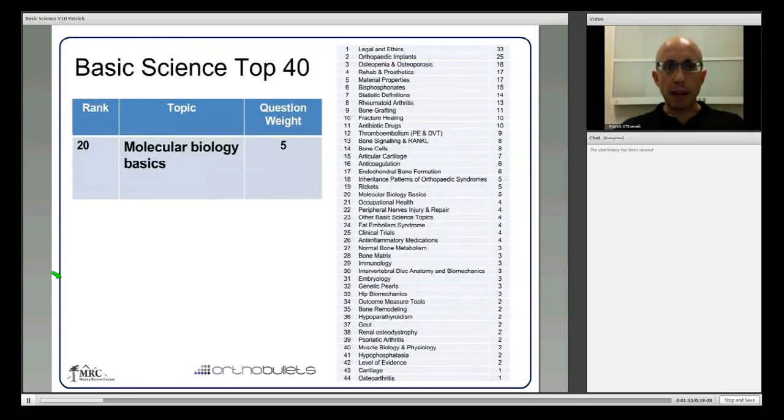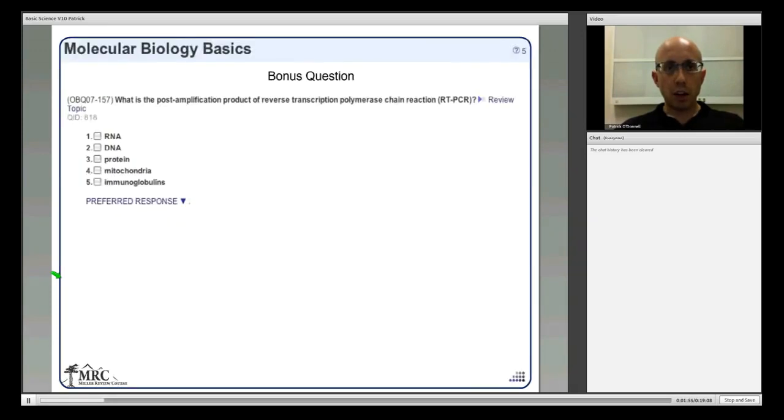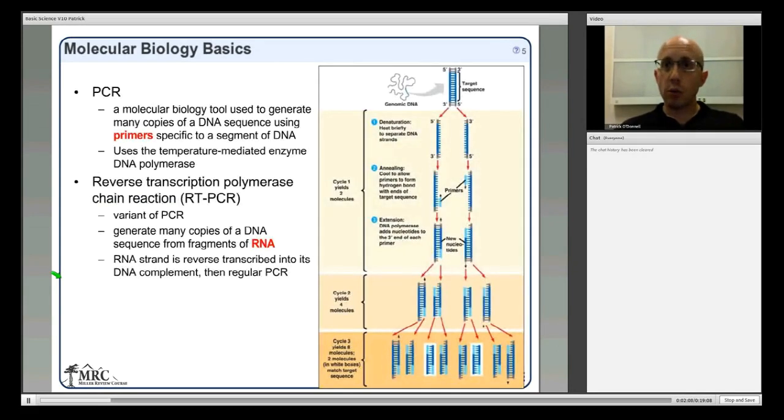Next topic, molecular biology basics. What is the post-amplification product of reverse transcriptase polymerase chain reaction? This question has generated a lot of questions by takers on Orthobullets, so let's go through it and make sure everybody understands. So PCR, polymerase chain reaction, it's a molecular biological tool that's only used to create copies of DNA. So you see PCR, you think DNA.